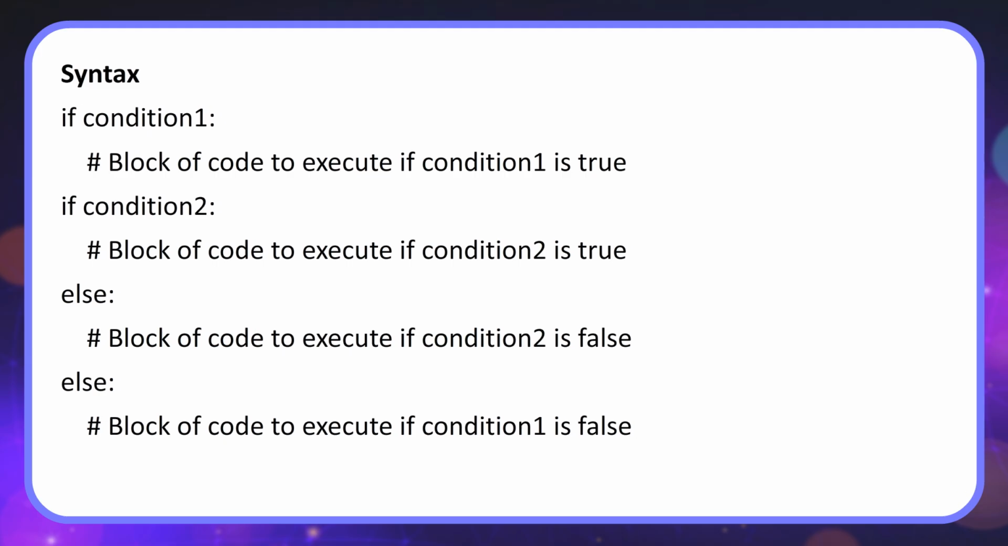Syntax: if condition 1, # block of code to execute if condition 1 is true. If condition 2, # block of code to execute if condition 2 is true. Else, # block of code to execute if condition 2 is false. Else.